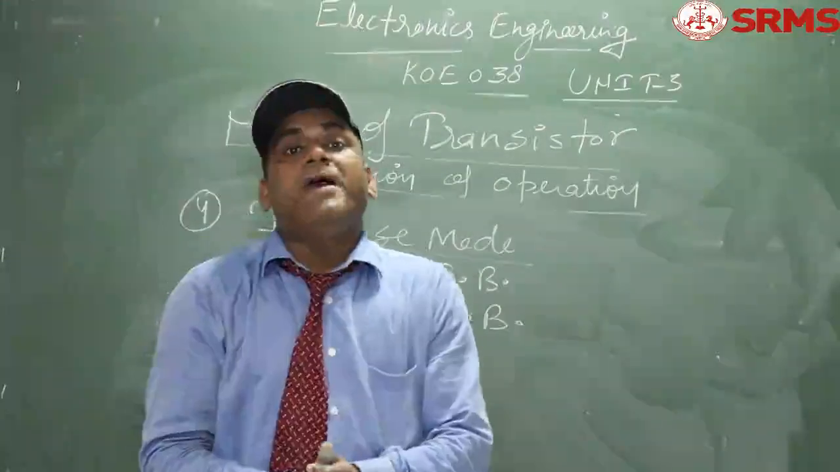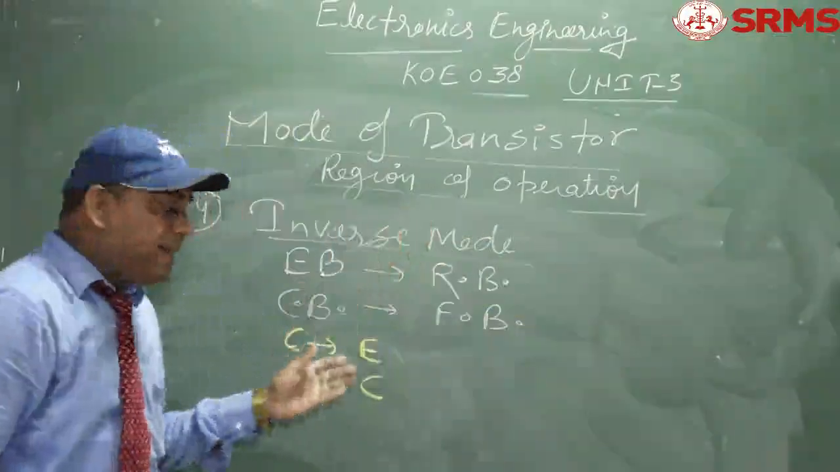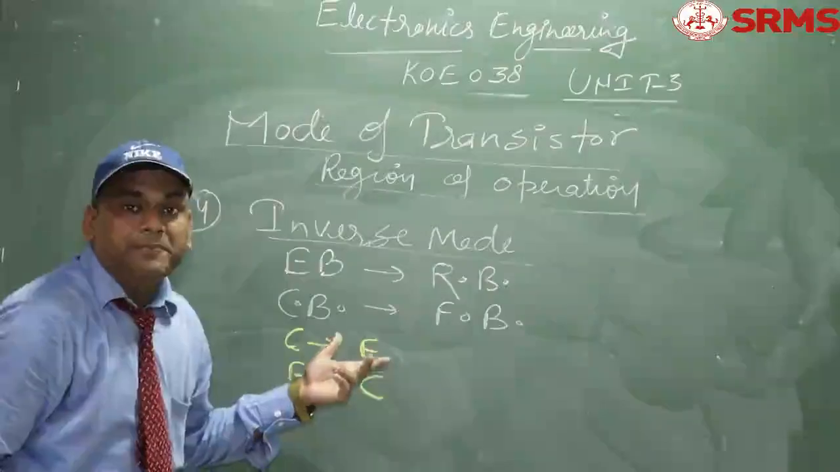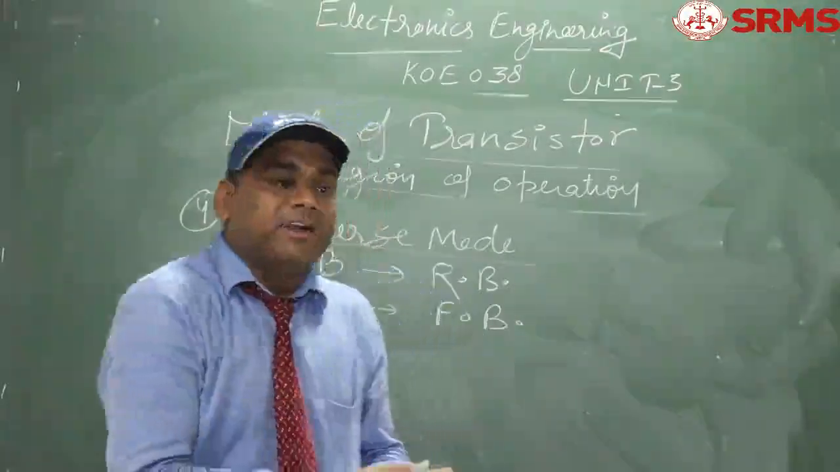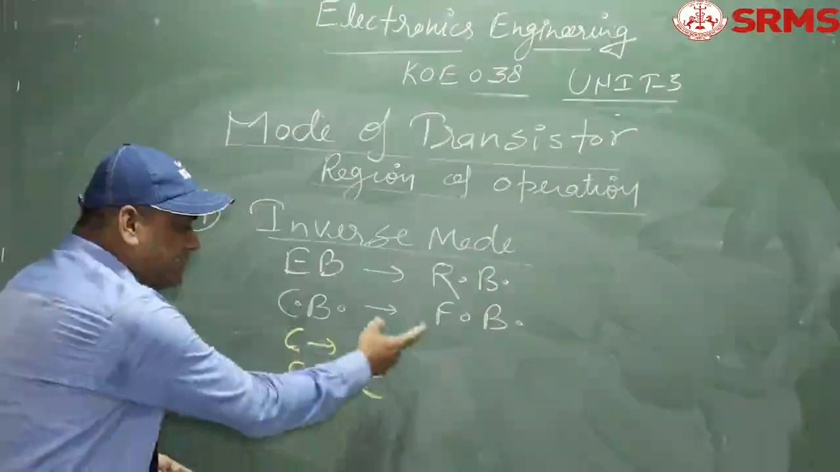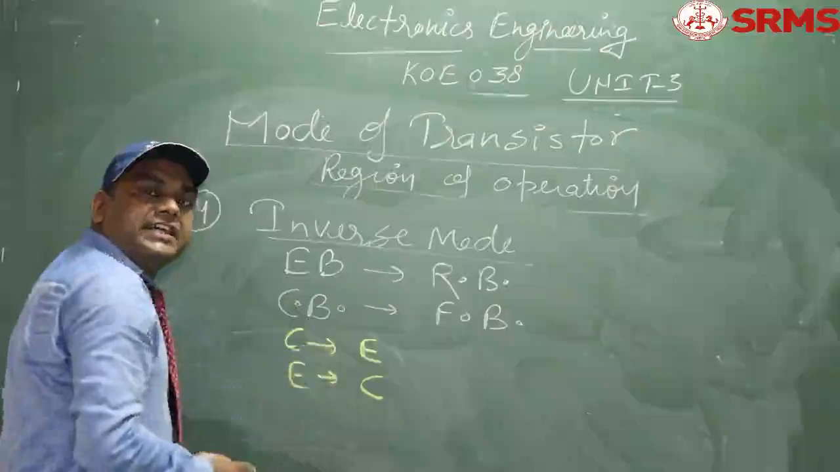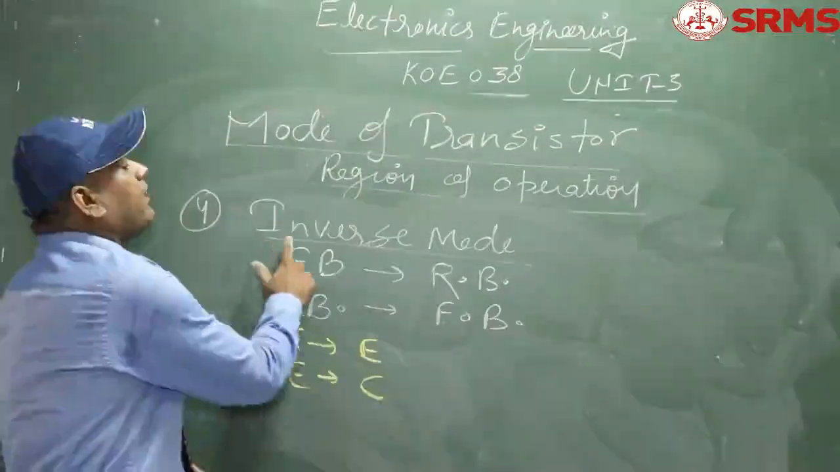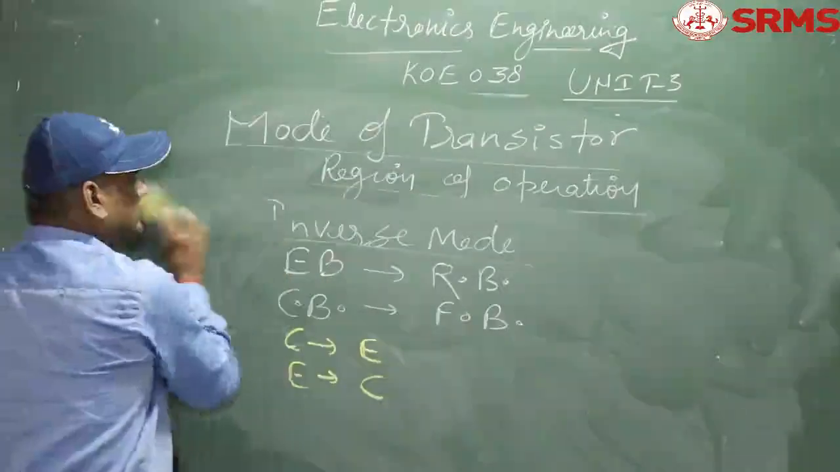But at the time of manufacturing, we have designed the transistor in such a manner that the doping of the emitter terminal is high compared to the doping of the collector terminal. So the emitter always has to emit the charge carriers. But now here the collector is basically used as an emitter and the emitter is used as a collector. So somewhere the gain of the device is going to be decreased. So this mode of operation we will never use. This is the fourth mode of operation.